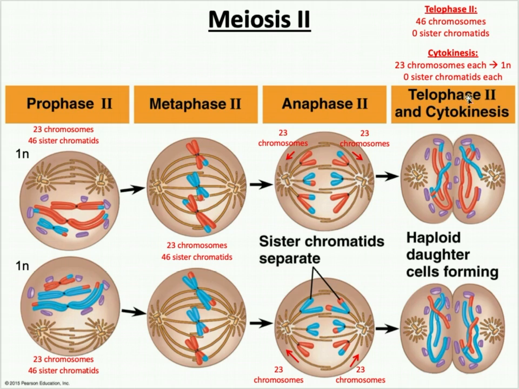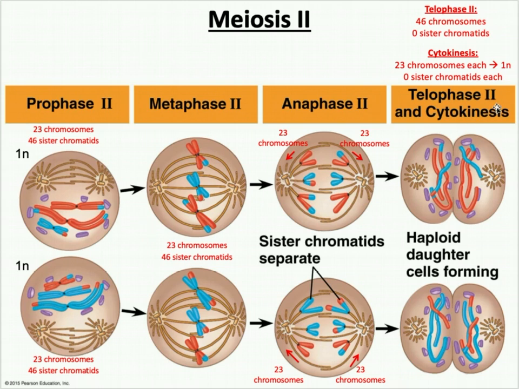And then you have telophase 2, where you'll have the prominent appearance of that cleavage furrow. And then you'll have the reformation of that nuclear envelope, reformation of the nucleolus. The chromosomes will uncondense or loosen back to chromatin state. Okay, so you have 23 chromosomes, 0 chromatids each. And then next you have cytokinesis, which is going to be separation of these two daughter cells.